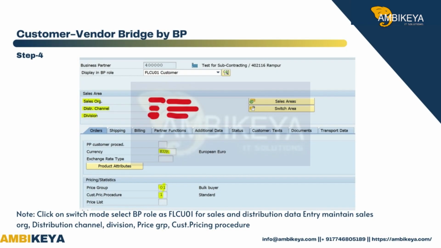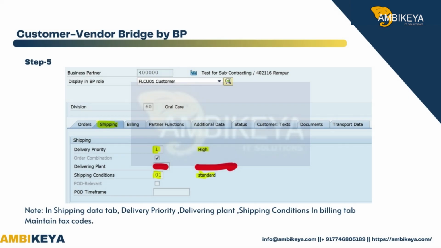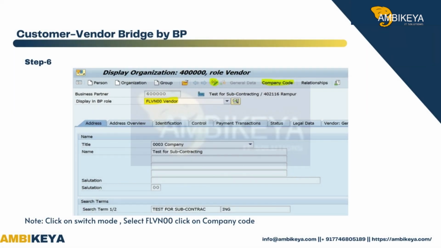Step 4. Note, click on Switch Mode, select BP role as FLCU01 for sales and distribution data entry. Maintain sales org, distribution channel, division, price group, customer pricing procedure. Step 5. Note, in Shipping Data tab, delivery priority, delivering plant, shipping conditions; in Billing tab, maintain tax codes.